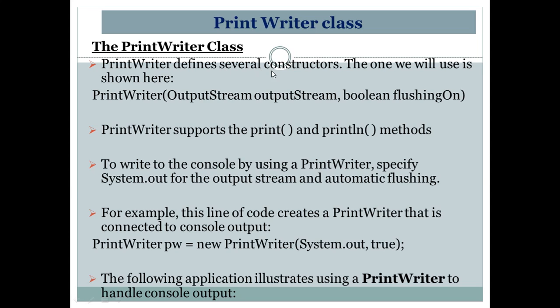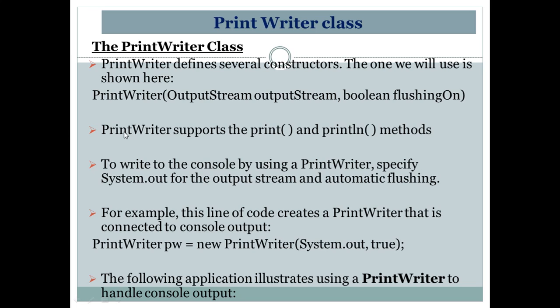PrintWriter defines several constructors. Here is an example, PrintWriter. The class and my constructor have the same name. Here I have created an output stream object, comma, boolean flushing on. Whatever I write will be flushed automatically. PrintWriter supports the print and println methods. To write to the console by using PrintWriter, specify System.out for the output stream.